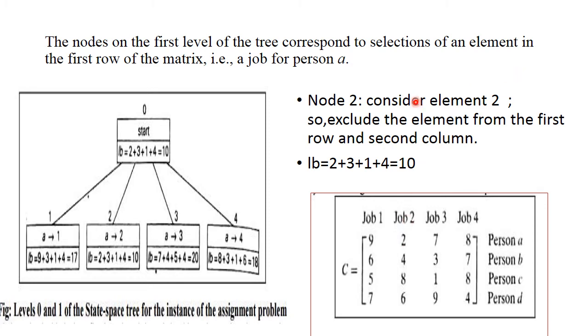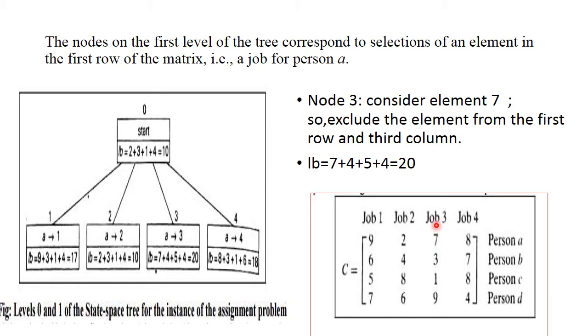Now when you consider element 2, or we can say fix person A to the second column, its row, that is the first row, and its column, the second column, will be removed. Removed in the sense that we are excluding those rows and columns from the lower bound calculation. Now person A is fixed to 2, then for person B you select the smallest element among 6, 3, 7, which is 3. Next for person C it will be 1, and for person D it is 3. When you add it up, you get the lower bound as 10.